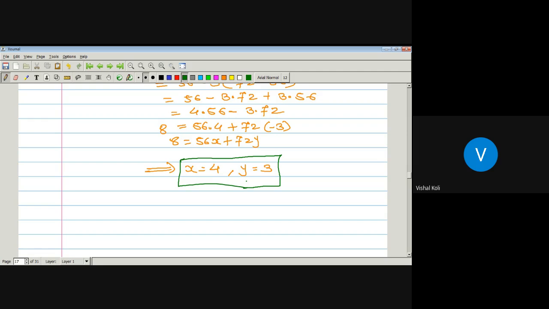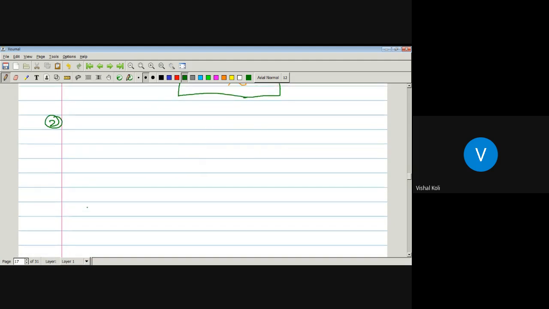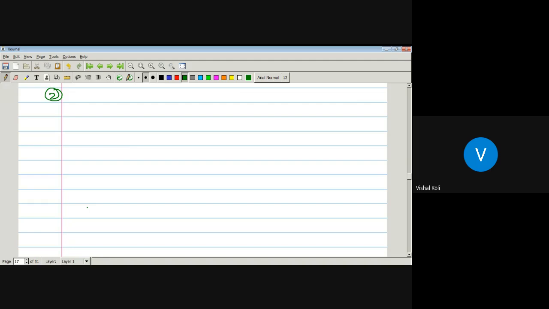Now next, find the GCD of 119 and 272 and express it as a linear combination of 119 and 272. Same we have to do. How to find out the GCD? 272 is equal to 119 into how many? 119 into 2 will be 238. So 2 plus, what should be the remainder? 272 minus 238, 34.